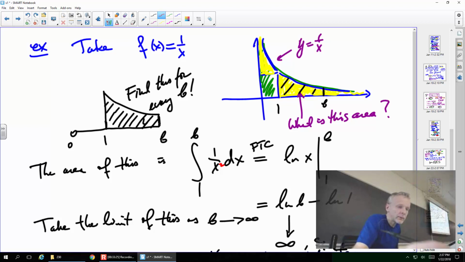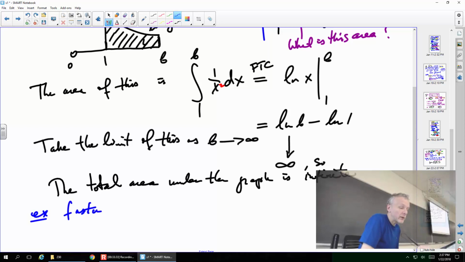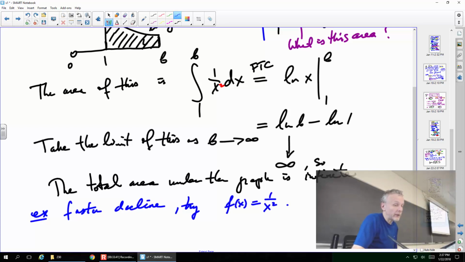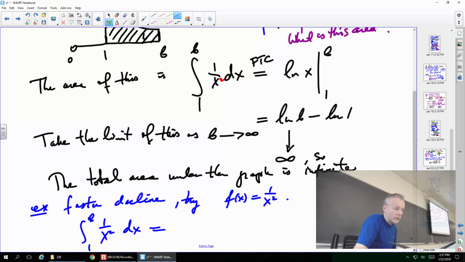Well, let's start over. What we want is faster decline. So try f of x equals 1 over x squared. It declines faster, right? In fact, you can think in terms of L'Hopital's rule to see that one is faster than the other. Then we're looking at the integral from 1 to b of 1 over x squared dx. How do we integrate 1 over x squared?